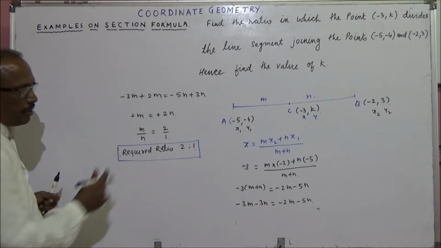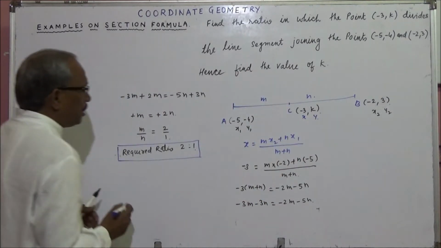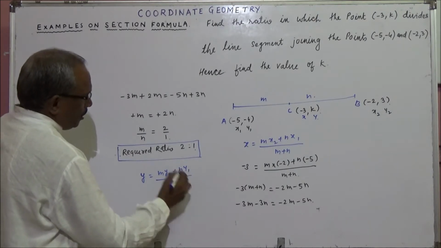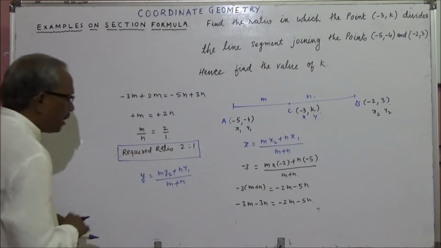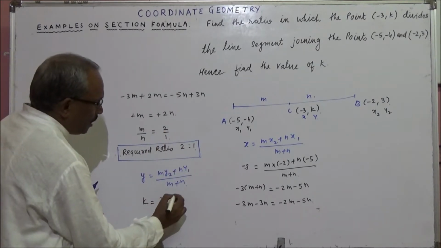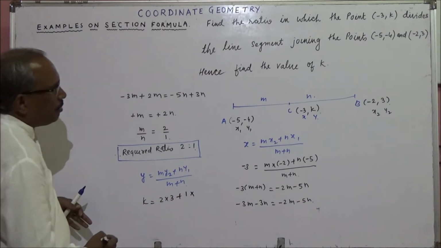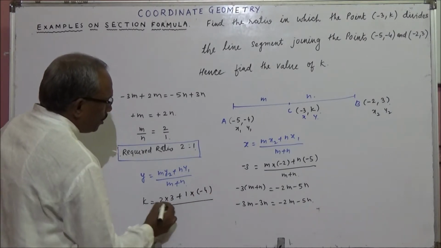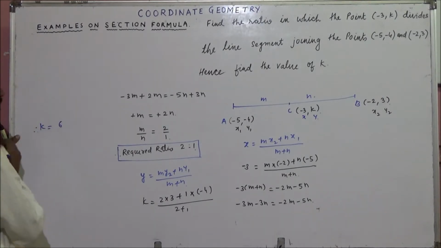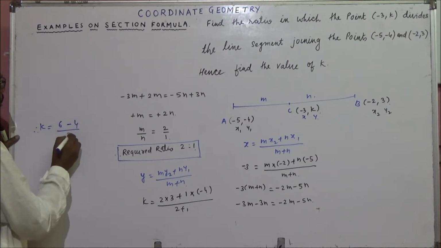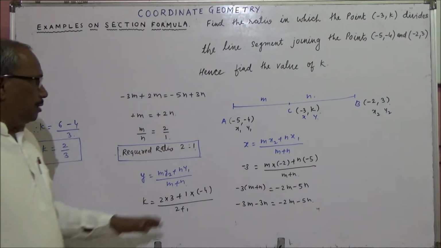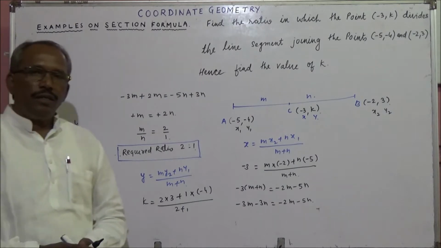And again we have to calculate the value of k also. So we can calculate now here y is equal to my2 plus ny1 upon m plus n. Because by taking this y coordinate we can calculate k. K is equal to, what is m here? M means 2, y2 is 3, plus n means 1, y1, what is y1? Minus 4, upon 2 plus 1. So therefore k is equal to 6 minus 4 upon 3. So k is equal to 2 by 3. So this is the required value of k. So in this way we can calculate. Okay?